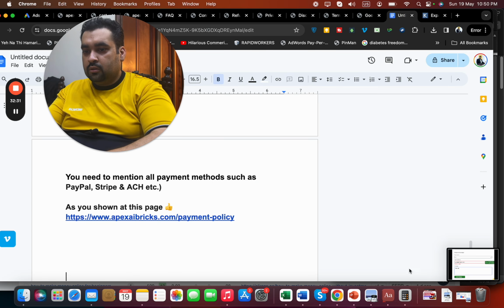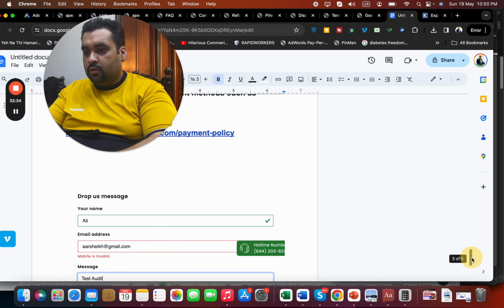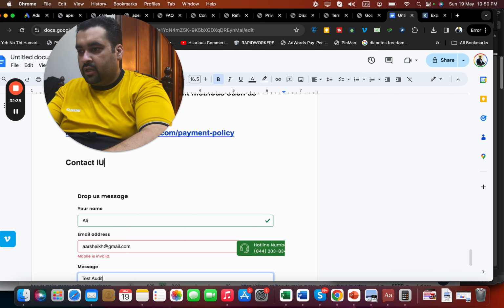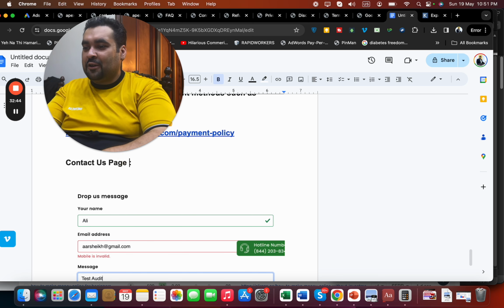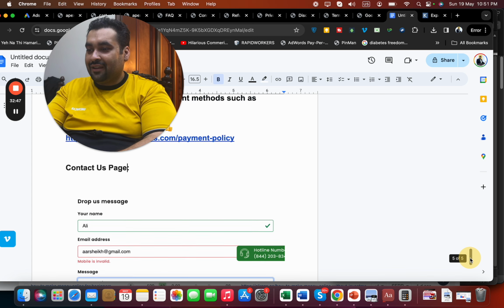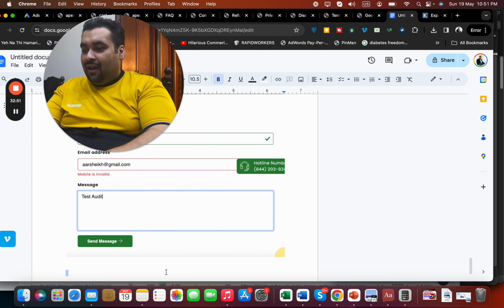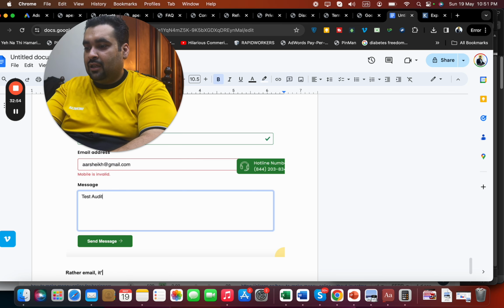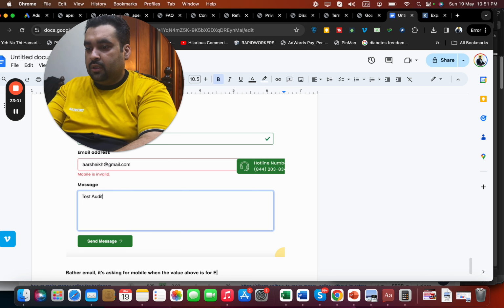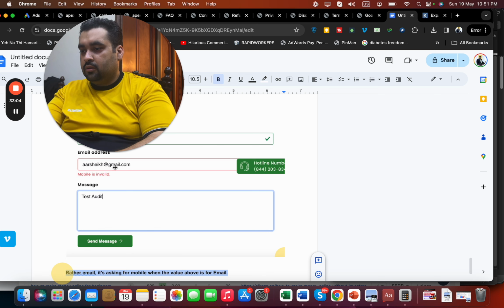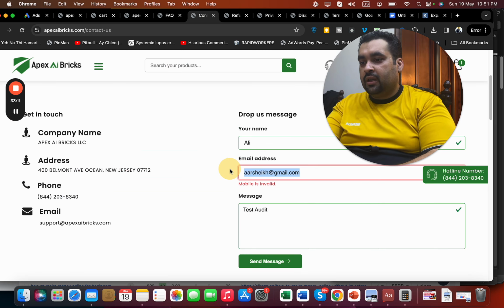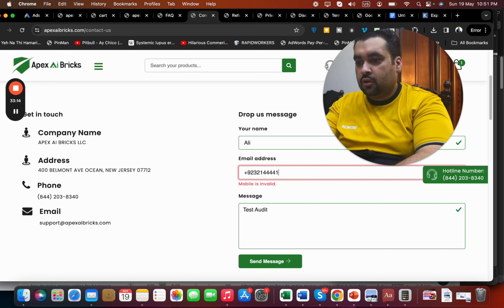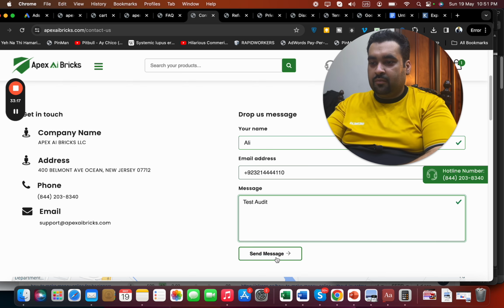So what I'm going to do is, I'm going to have it over here, the contact us page. Okay, you may be like, what kind of a Google Ads audit is this? It's more like a landing page audit. So you can see that rather than email, it's asking for mobile when the value above is for email. So you can see over here that this is a glitch. Okay, but let's for a moment change it to this one. I mean, how weird it is, but it's okay.